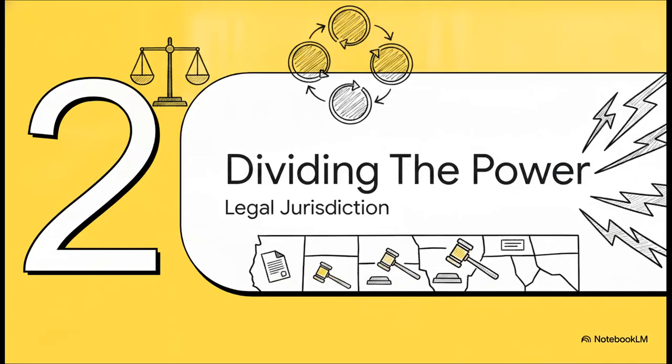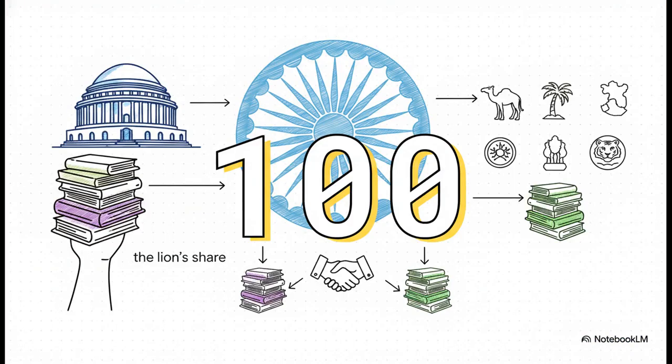Moving right along to Section 2, dividing the power. 100, 61, 52. You'll want to burn these numbers into your mind. They represent the exact number of subjects in the union list, the state list, and the concurrent list, respectively. The union definitely holds the lion's share with 100 subjects. The states control 61, and they share 52 of them.